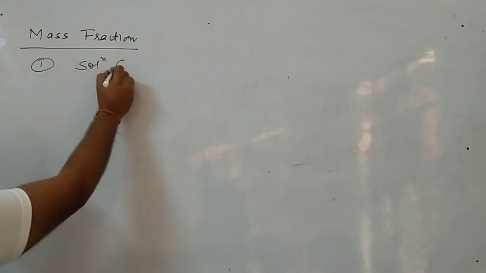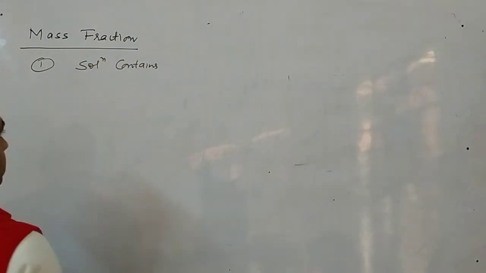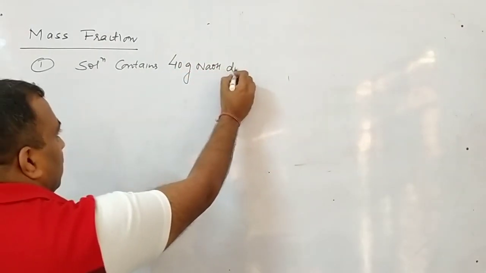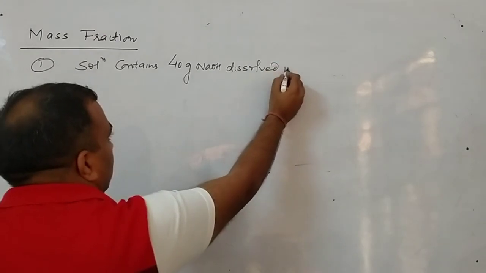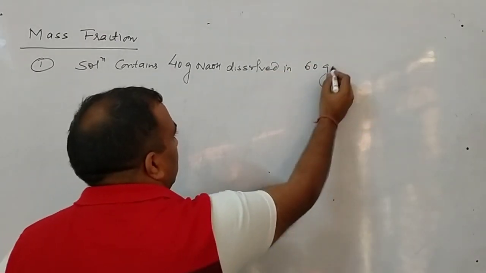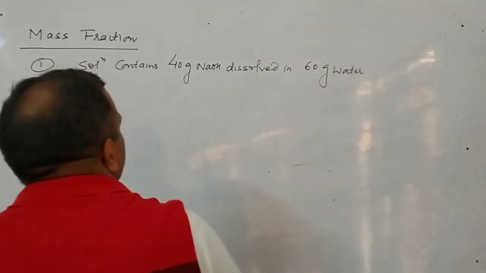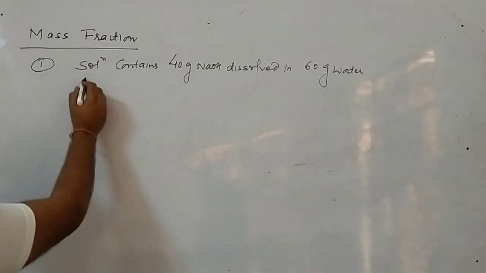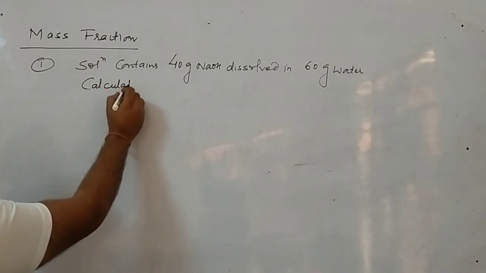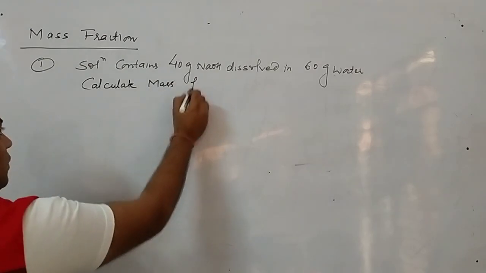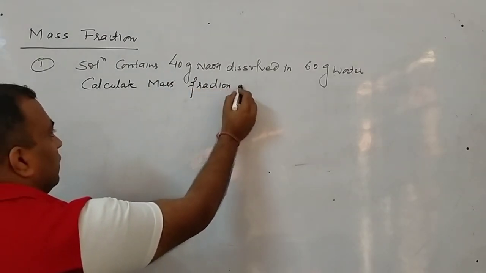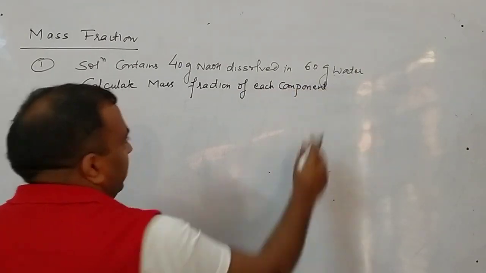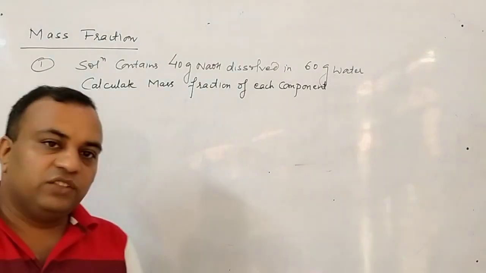A solution contains 40 gram NaOH dissolved in 60 gram water. Calculate mass fraction of each component. What I have to calculate? Mass fraction of each component.